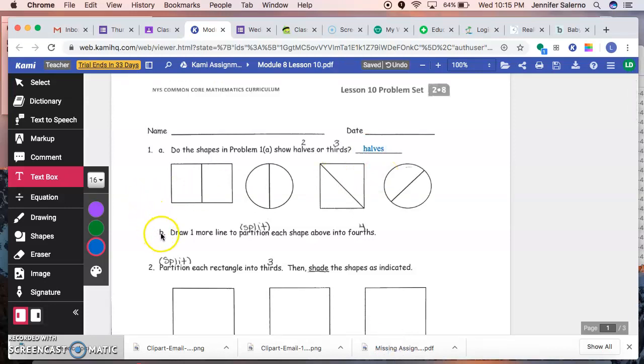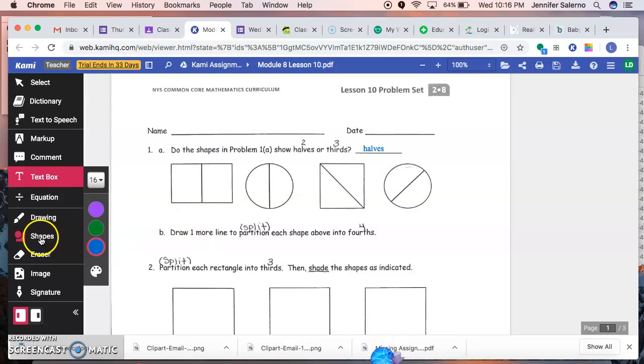Now number 1B is telling me to draw one more line to, here's that word again from yesterday, partition, which means split, each shape above now into fourths. So now they want us to take these that were in halves and add a line to them to make them now split into fourths, and they have to be equal fourths.